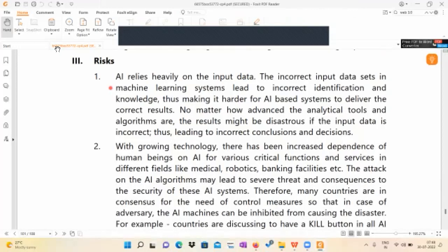So if the input data is not correct, then the output will also be wrong. It won't be the correct thing. So identification of the correct data set is very much important.